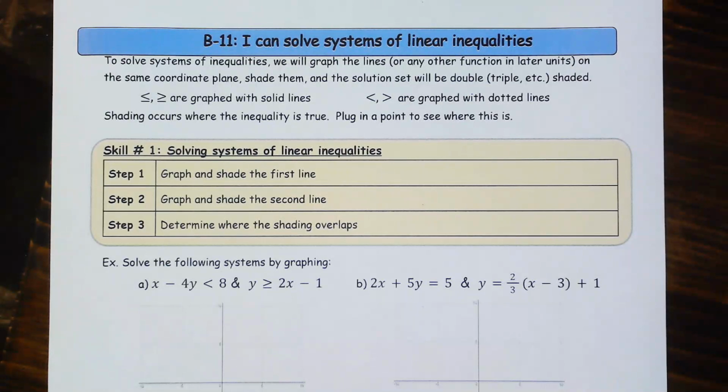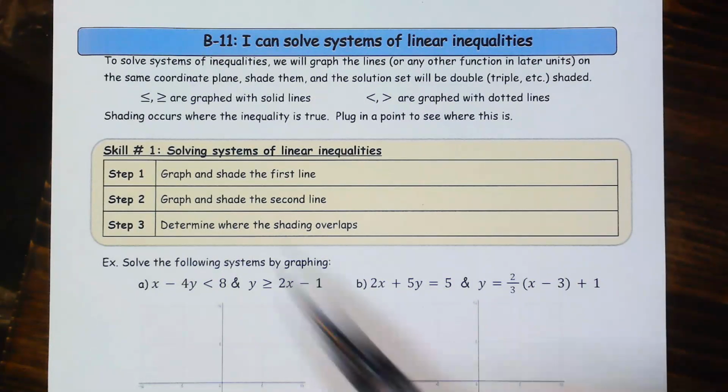A lot of this is a review, or at least should be if you're in a pre-calculus class. So I'm going through pretty quick, but wanted to make sure I touched base on everything so we're all on the same page. Systems of inequalities. We will graph lines on the same coordinate plane, shade them, and the solution set will be the double or triple or quadruple depending on how many graphs you have shaded.